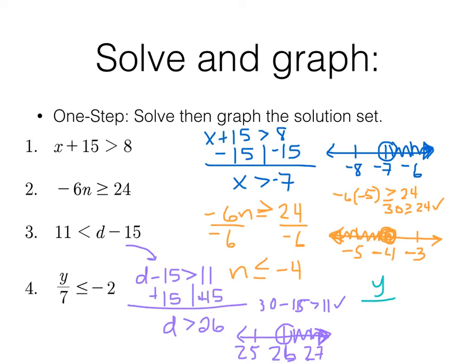Last one on this page. Y divided by 7 is less than or equal to 2. Well, it's got division in it. We're going to solve it by multiplying. Y is less than or equal to negative 14.